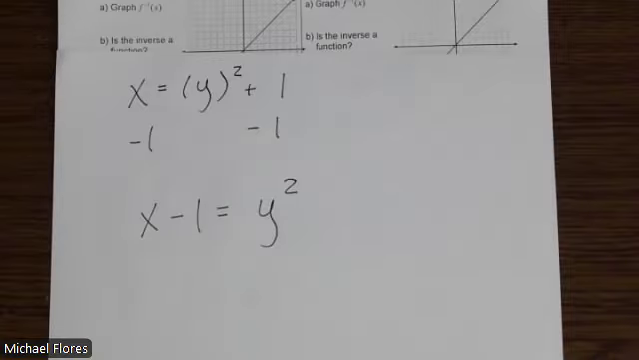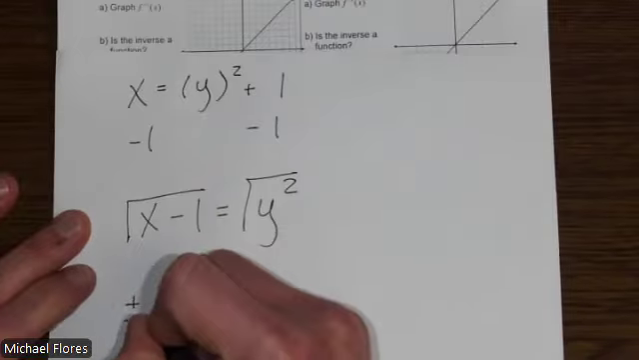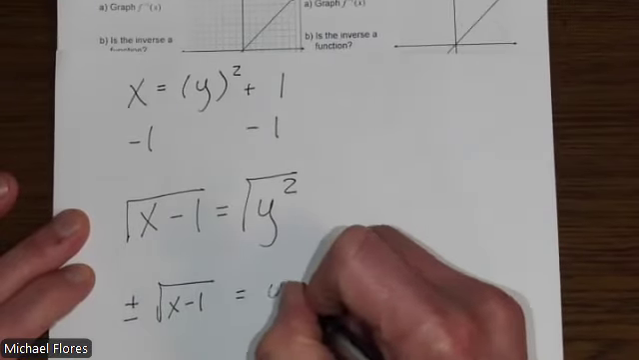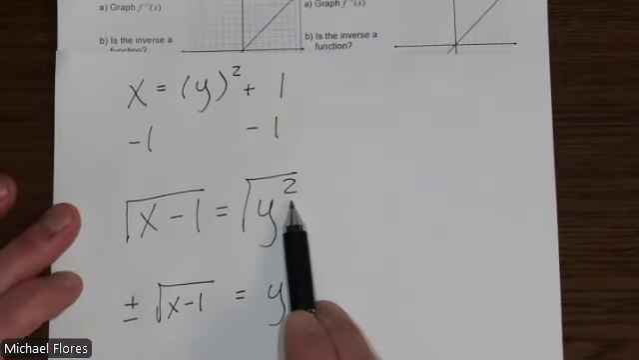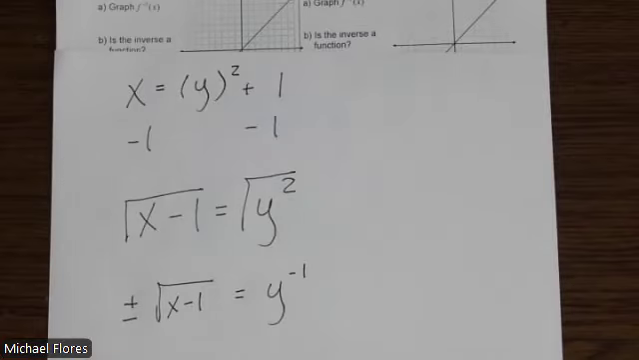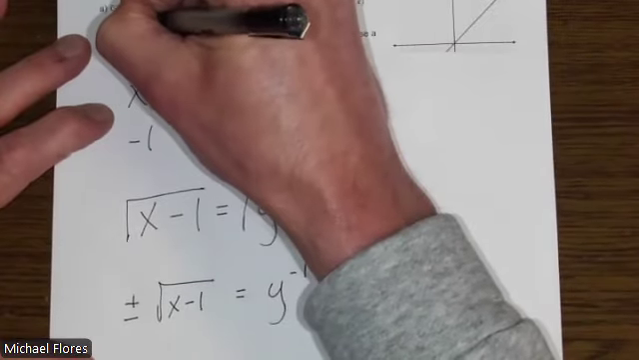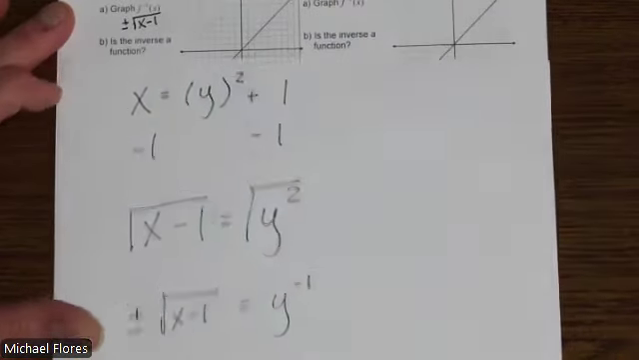To eliminate a square, square root both sides. And if you are solving a problem where you have a square in the problem and you have to square root that, remember, you have to put plus or minus in front of the result. So we've now found the inverse. It's plus or minus square root of x minus 1. So let me write that down here. Plus or minus square root of x minus 1.